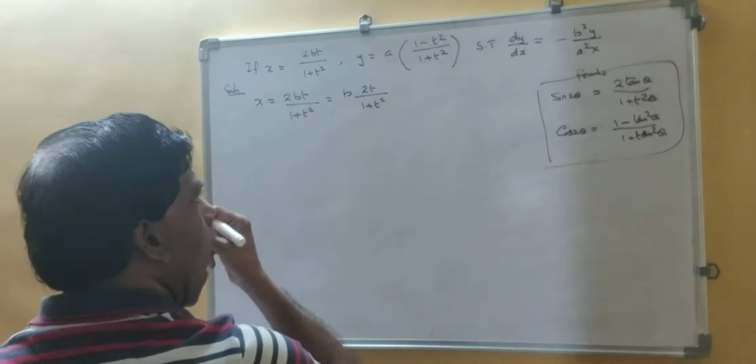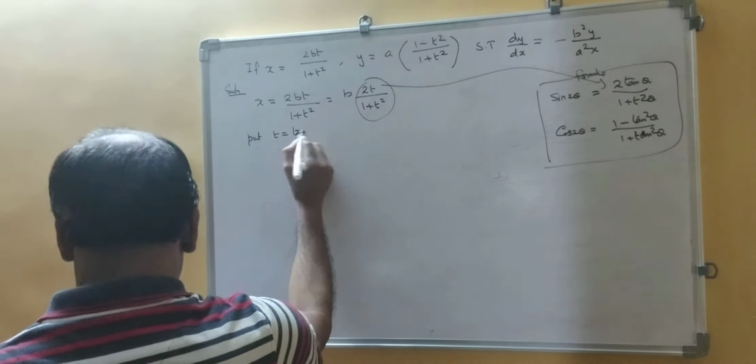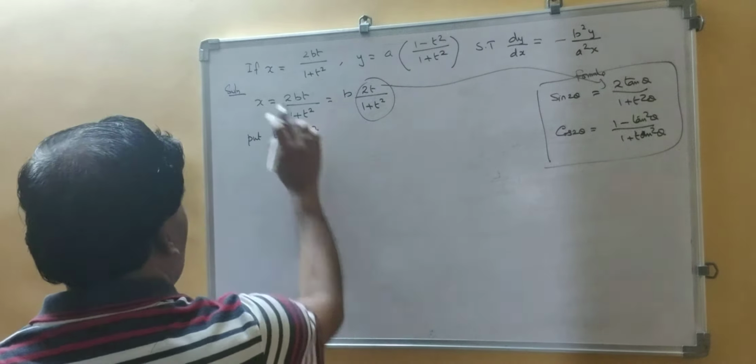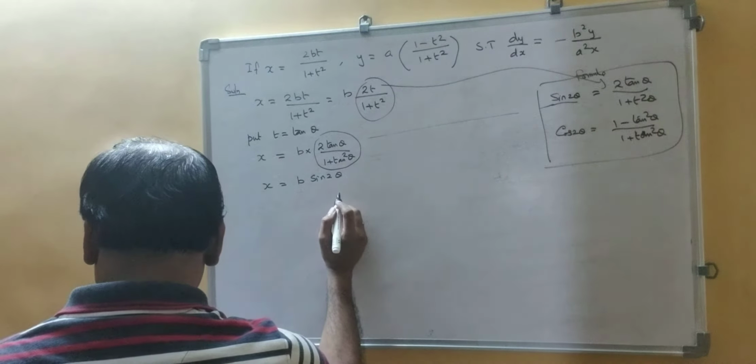So now what we have to do? Put t equal to tan theta. Therefore what will x become? x will become b into 2 tan theta upon 1 plus tan square theta. But what is this? See here, sin 2 theta. So x equal to b into sin 2 theta.